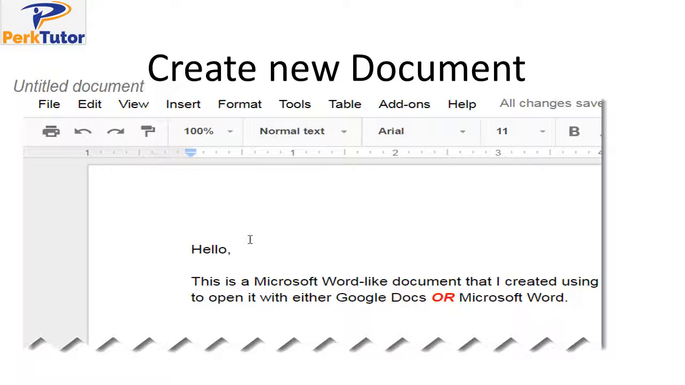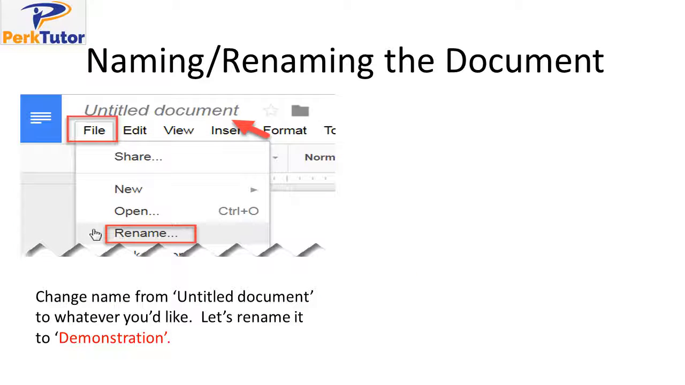Okay, so that allows you to enter into and create a document very similar to working with Microsoft Word. Now, the first thing you'll notice is that this document is called Untitled Document. So at some point, you're going to want to rename that. So you rename that by clicking on File, Rename, and then changing the name from Untitled Document to whatever you'd like. In this situation, we called it Demonstration.